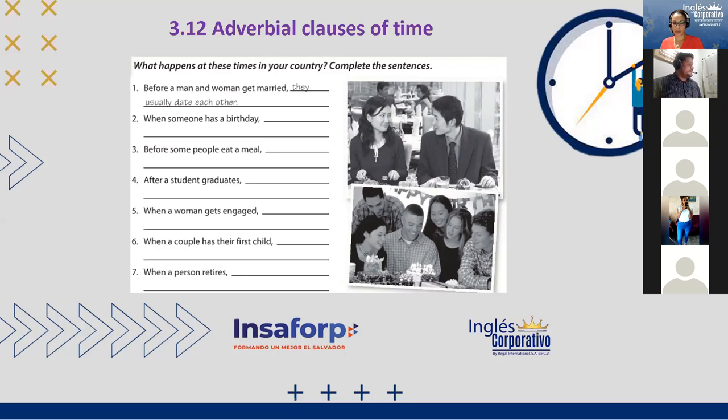Okay, number six. When a couple has their first child, what do you have? They go crazy. They go crazy, okay. They don't sleep. They cry, okay. They don't sleep. They celebrate the arrival.